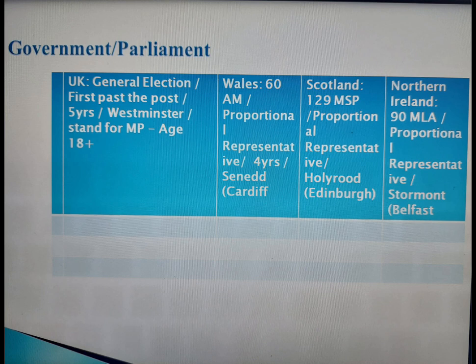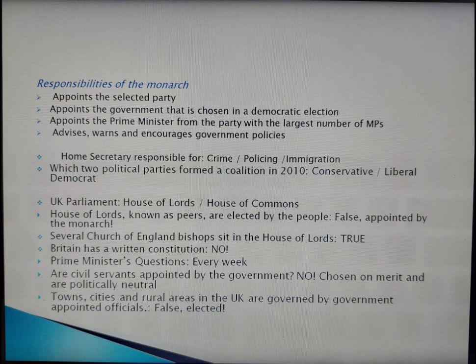Belfast Stormont. Responsibilities of monarch: appoints the government that is chosen in a democratic election, and the prime minister from the party with the largest number of MPs, and advises, warns and encourages government policies. Home Secretary responsible for crime, policing and immigration. Conservative and Liberal Democrat, these two political parties formed a coalition in 2010.